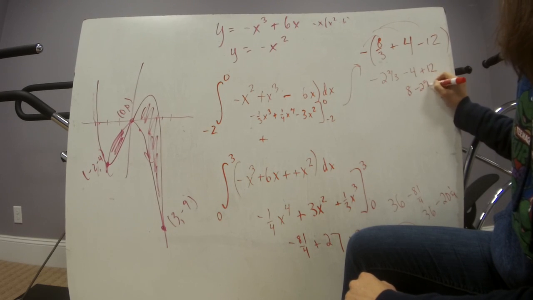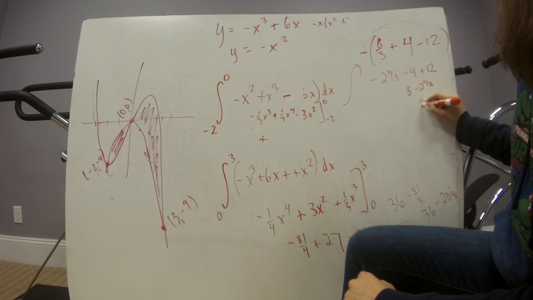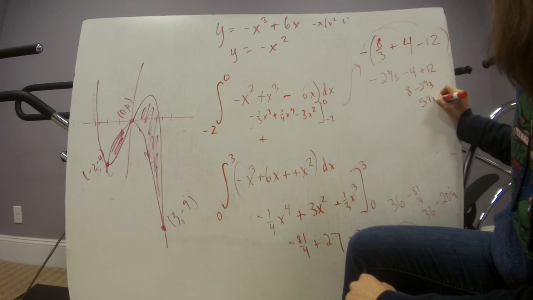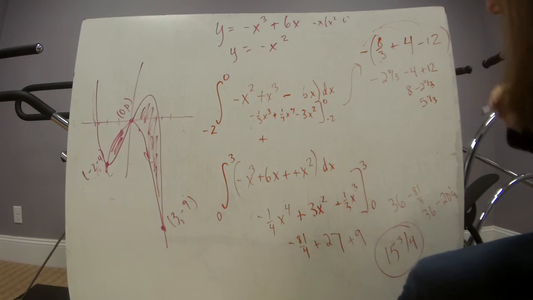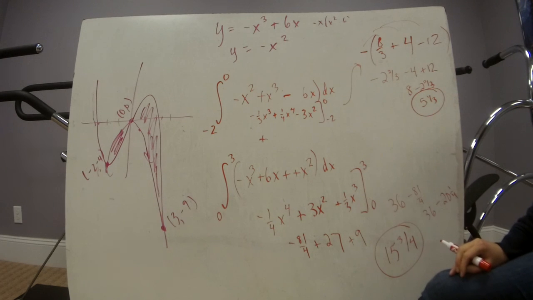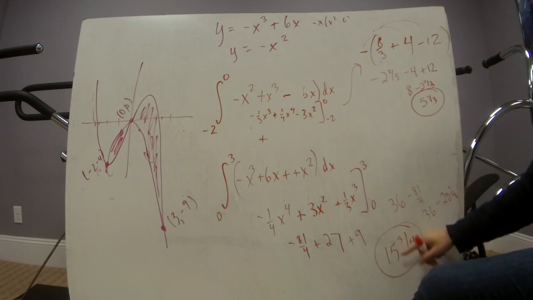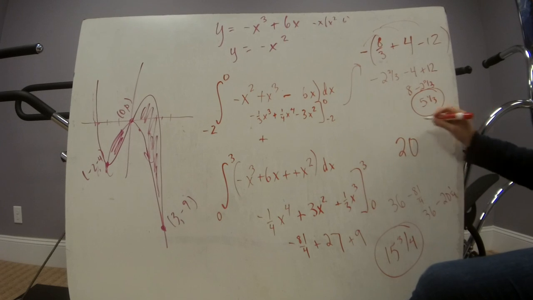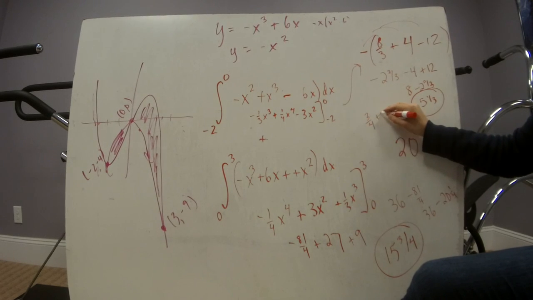8 minus 2 2/3 is 5 1/3, right? 6 minus 2/3, 5 1/3. So boom. Now I just have to add 15 1/3 plus 15 3/4. And we got it. So what is that? 15 and 5, that's 20. And then 3/4 plus 1/3.